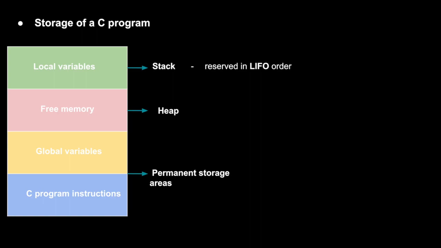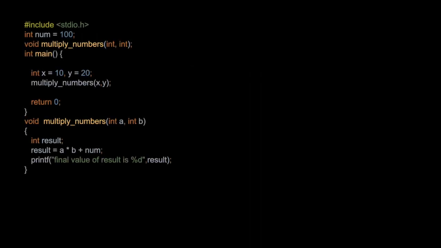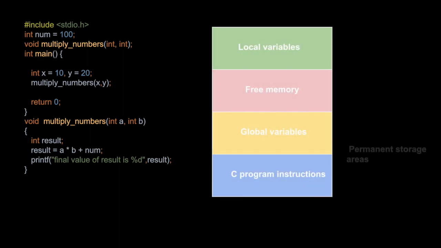Now, just to make this concept a bit clearer, I'll show you a program that contains some global and local variables, and we'll see how this program gets stored inside memory. At the top, you can see I've declared a global variable called num and assigned the value 100 to it. This global variable will get stored inside the global variable section. And after this, all the local variables that are declared inside the main function and the multiply number function will get stored inside the stack. Now let me show you how all these local variables will get stored inside the stack.